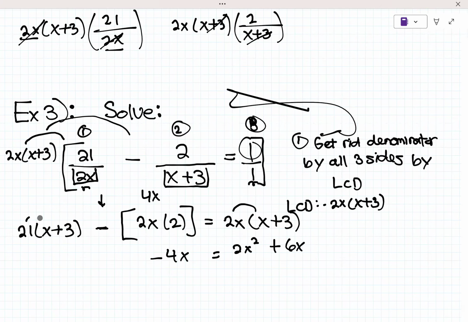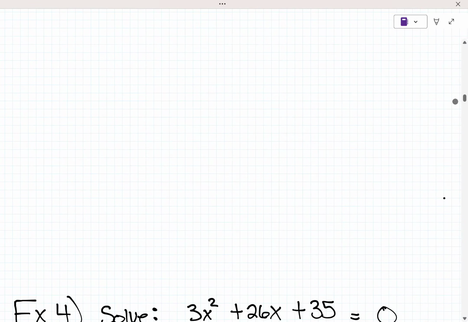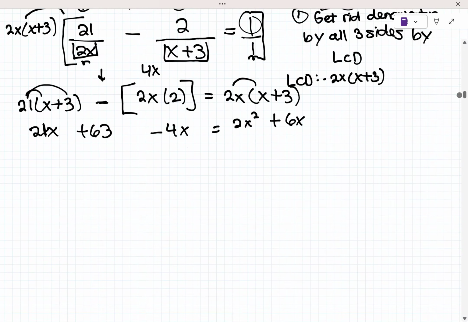Over here, FOIL out this one, so that would be 21x. And then 21 times 3 is 63. Okay. Then, we have to get one side to 0. So what would I do? I think I'd move everything to the right. Why would I move everything to the right? You see this power x squared, it's the highest. Just stick with the highest power. So this has that power too, and I think it's best to stick on that side. So that's why I'm moving everything to the right.